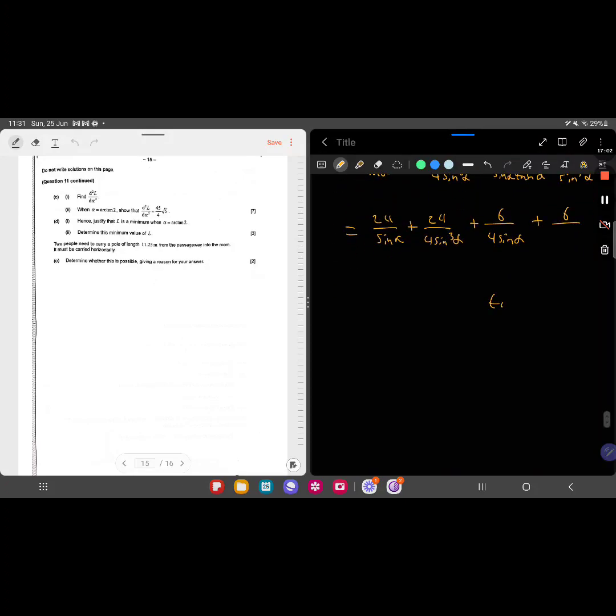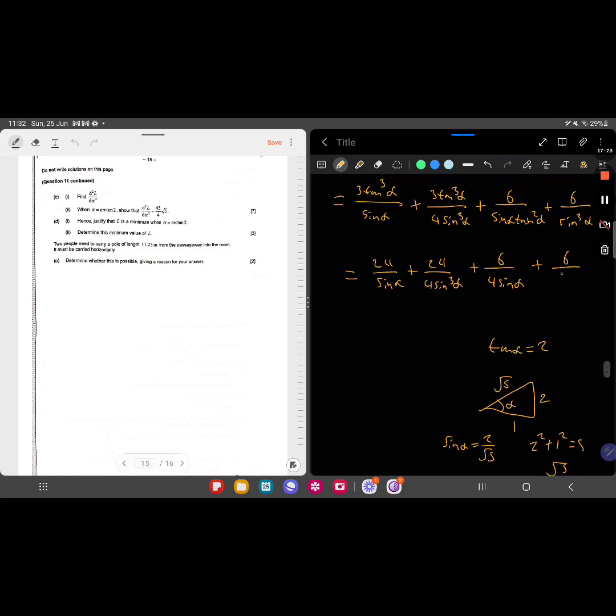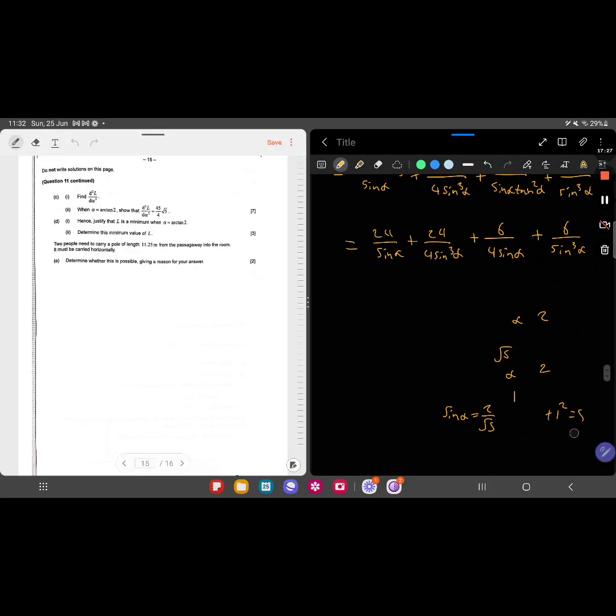Wait, if tan alpha equals 2... alpha, opposite over adjacent, that's 2 over 1. So sine is opposite over hypotenuse, and 2 squared plus 1 squared equals 5. So the hypotenuse is root 5. Sine alpha equals 2 over root 5. Oh wait, this works. Oh wait, that's how you do it.